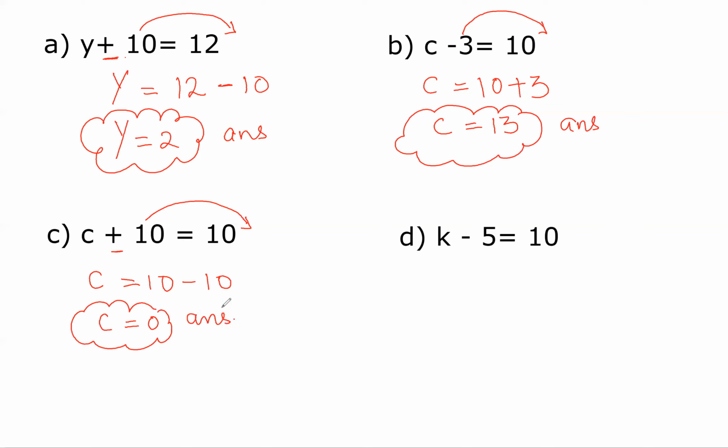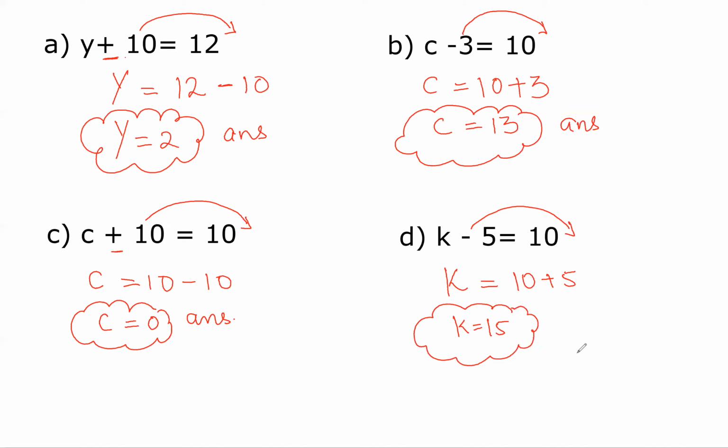Doing the same to the question given here now. I keep my variable there. I take my negative 5 to the other side. When I take the negative 5 to the other side, the sign will change to positive 5. So K will be 15.